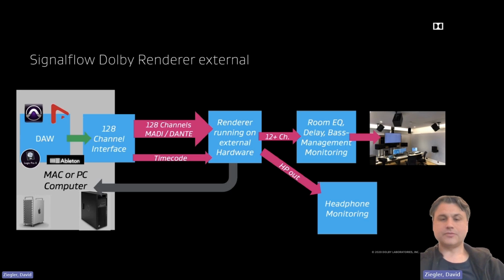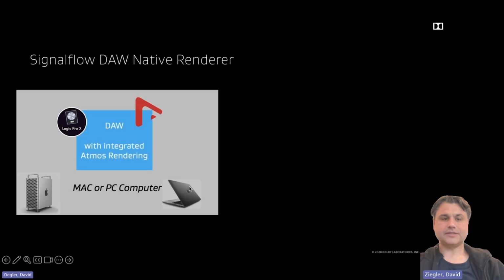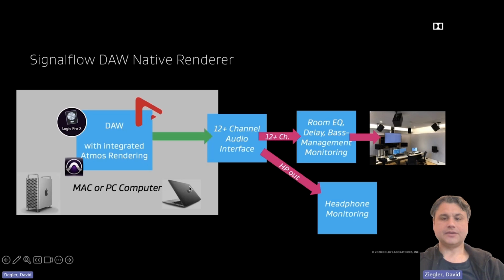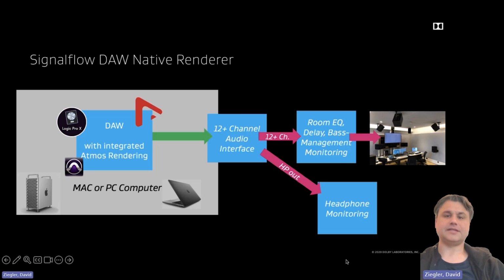And nowadays, more and more common, of course, is the third option, where you have a native renderer. So you use an audio workstation like Logic, Cubase, Nuendo, Pro Tools, Presonus Studio One, where the Dolby Atmos renderer is already built in. In that case, you connect your audio interface straight to the audio workstation. You don't need the renderer in between. But even in that case, you see this is still the same. So you always need some kind of interface to do room EQ, delay, bass management, monitoring. That's the magic combination that you always need to do.